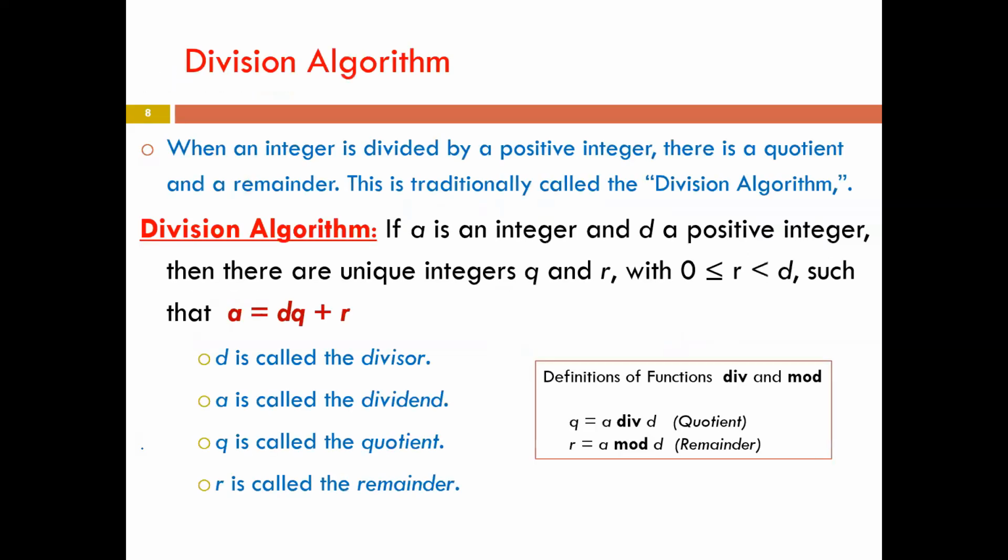Why? Because what I haven't mentioned here is that the remainder R must be non-negative and less than D. This is very important.